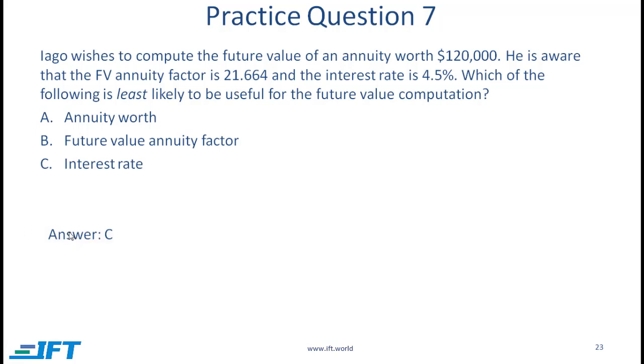The correct answer is C. And if you think about it, we are given the annuity. So the A is given, which is essentially the payment. And if we know the future value annuity factor, which is 21.664, then to come up with the future value, all you need to do is multiply 120,000 by this. You don't really need to use the interest rate. So in terms of least likely, the best answer is C.